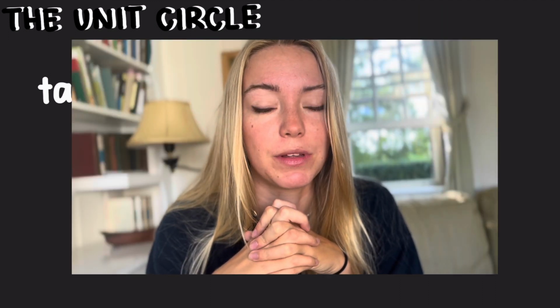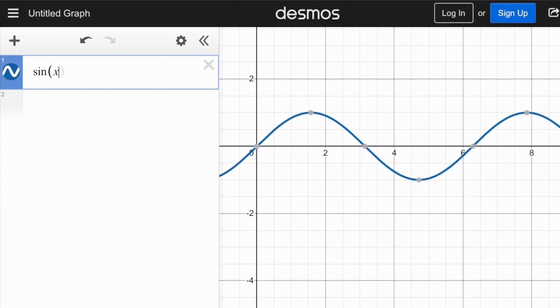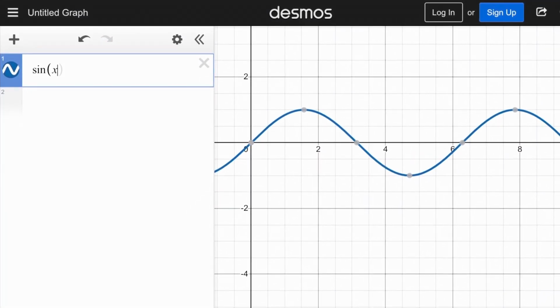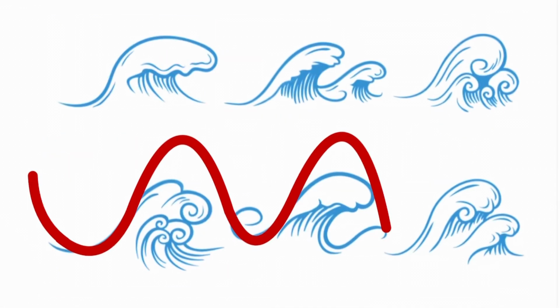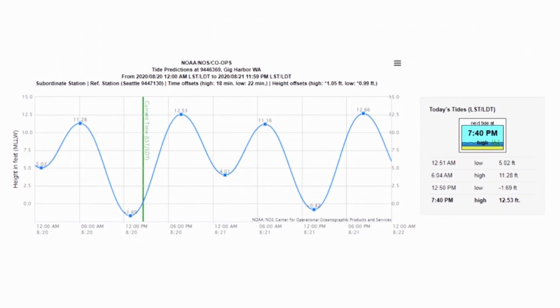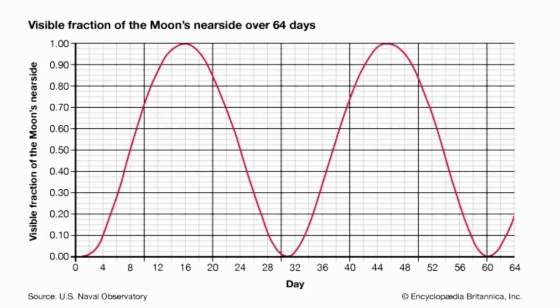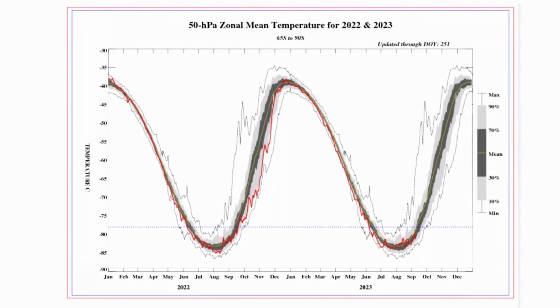Okay, you don't need to know this part for your tests or quizzes, but this unit circle is really cool. If you graph cosine, it looks like this, and if you graph sine, it looks like this. And these patterns occur everywhere in nature. You can see it in a pattern of someone's breath. You can see it in waves. You can see it in the tides of the ocean. You can see it in moon cycles. You can see it in year-round temperature cycles.